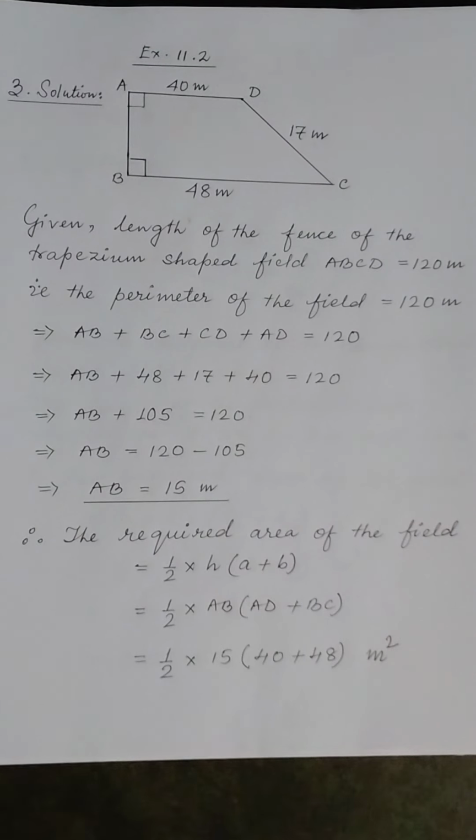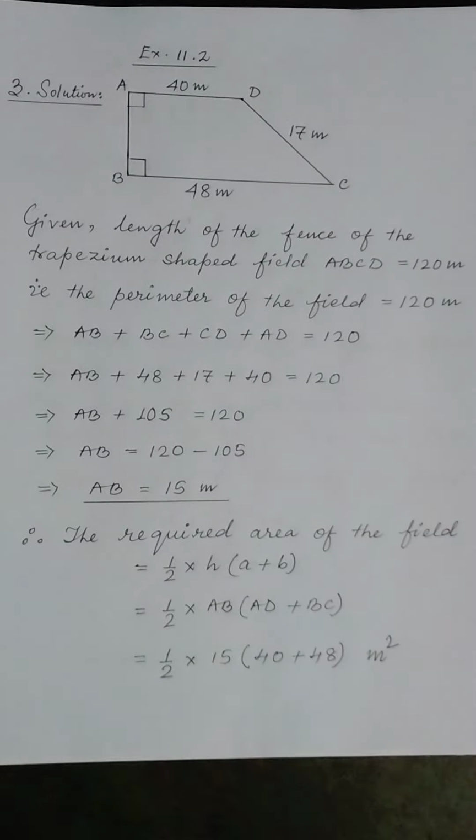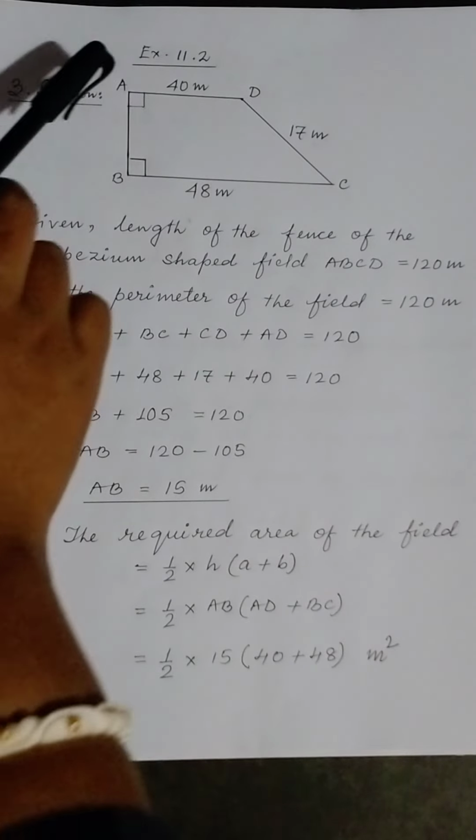Okay. Now see, how to find the area of a trapezium? Area of a trapezium, the formula is half into H into A plus B. Means H is the height of the trapezium and A and B are the parallel sides. Isn't it? So, parallel sides are known. This and this are the parallel sides. Now, what is remained? Remained is to find out the height. What is the height? AB is the height.